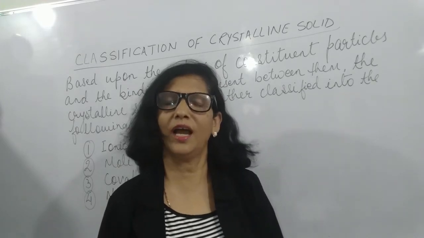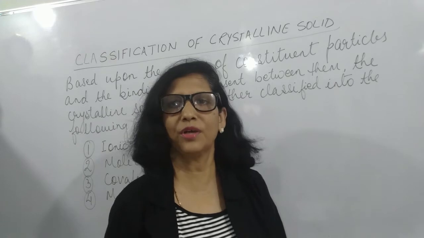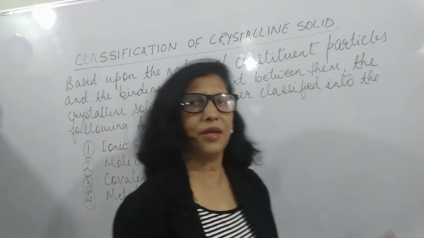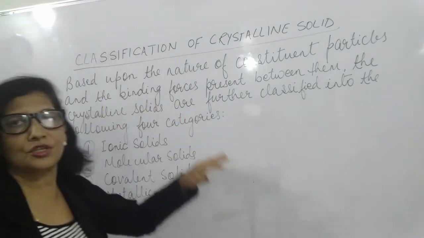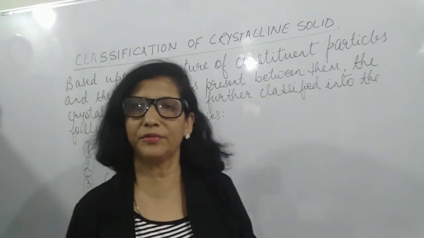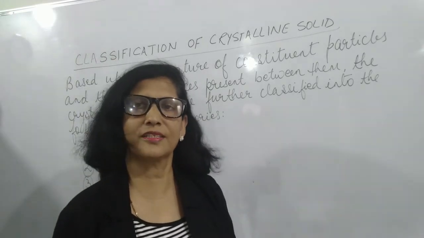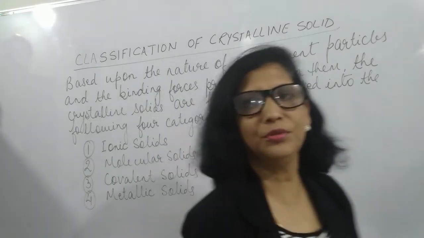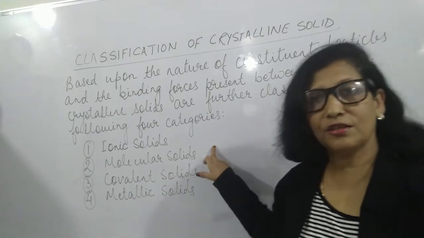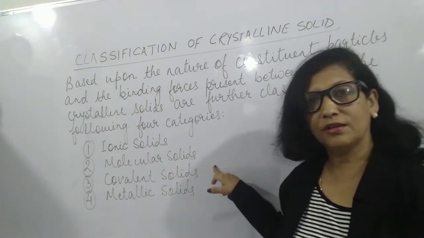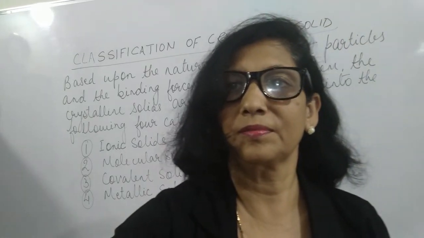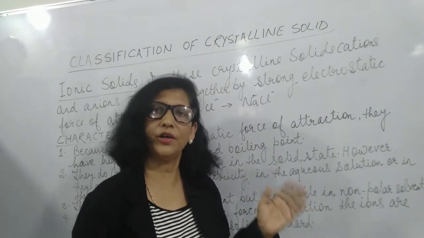In this module, I am going to explain the classification of crystalline solids based upon the nature of the constituent particles and the force of attraction present between them. The crystalline solids are further classified into four types: ionic solids, molecular solids, covalent solids, and metallic solids. I am going to explain about the ionic solids.